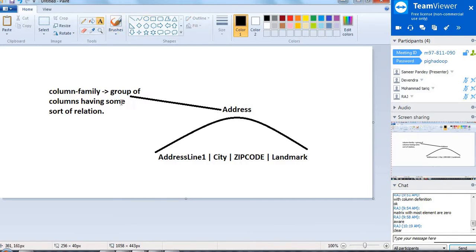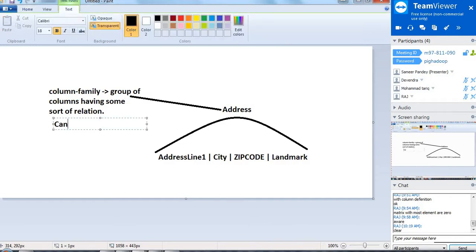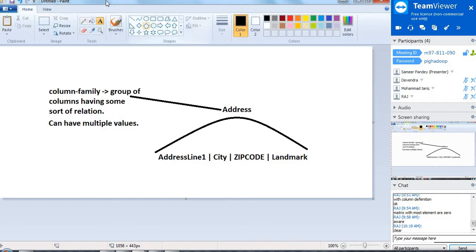So what I was telling about column family: a group of columns having some sort of relation can have multiple values, obviously, because it consists of many columns. Earlier we usually had only one value in a single column. Right now we have a column family concept. So think like that. This is one column family.